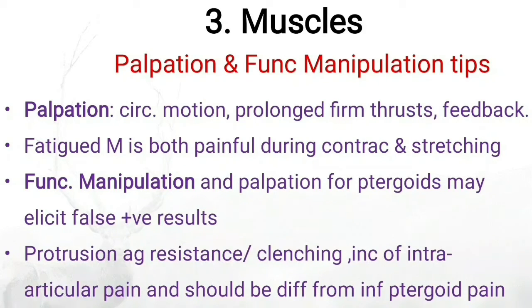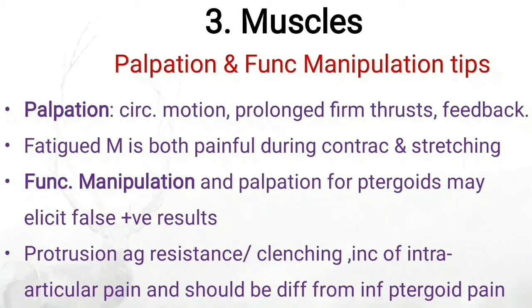When to perform palpation and when to perform functional manipulation. Palpation is performed for muscles accessible for direct palpation like masseter and temporalis and cervical muscles, while muscles like medial and lateral pterygoid are usually inaccessible for palpation, so functional manipulation is performed. However, in a few cases, pterygoids may be accessible for palpation but may elicit false positive results, meaning that, being inaccessible, trying to reach the muscle for palpation may elicit pain even in a non-painful muscle.